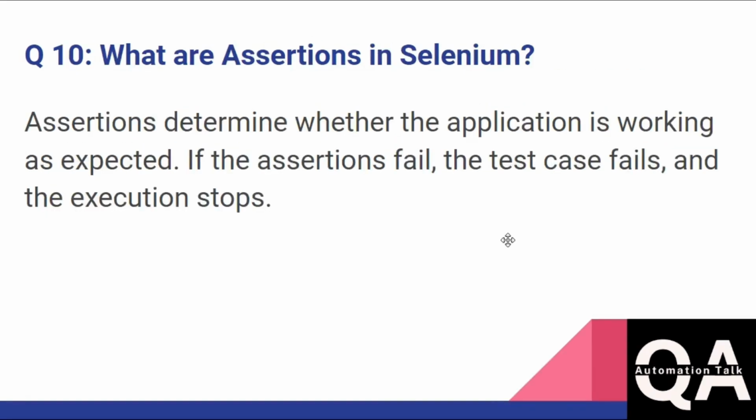The last question is, what are assertions in Selenium? In layman's terms, assertions are verification points in any script. An assertion determines whether the application is working as expected. If an assertion fails, the test case is going to fail and execution is going to stop. Then you have to check whether it is a false failure or a real failure. If it is a real failure, then you have to log a bug, and the developer will look into that and fix it.